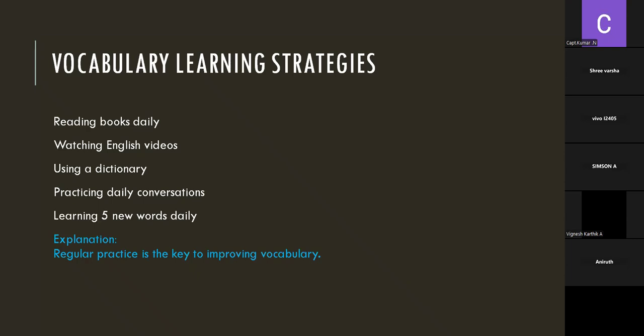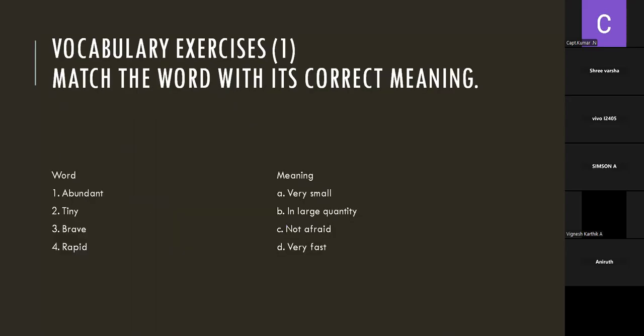Way to improve vocabulary, as I said. For example, learning 3 new words daily and using them in sentences helps long-term memory. Now we'll see the exercises. These activities help you understand meaningful usage and sentence formation. For example, matching words with meaning improves understanding, while fill in the blanks improves usage. Making your own sentence helps in real life communication.